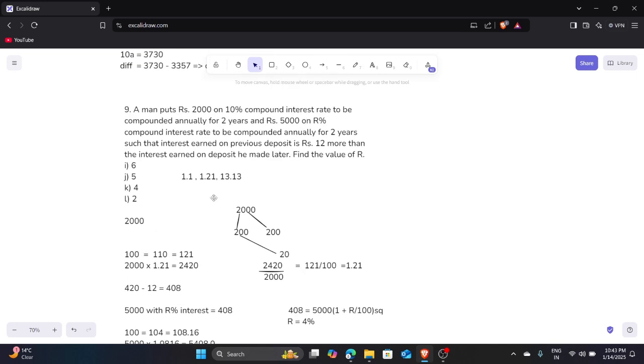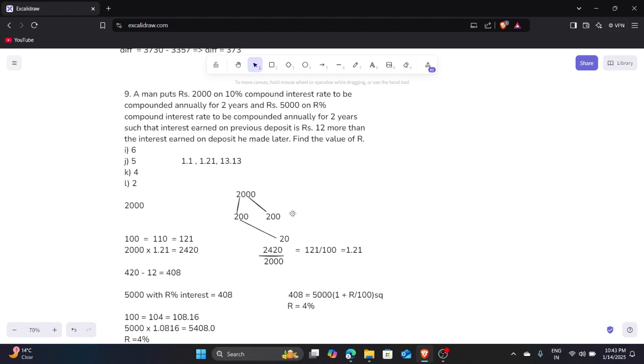Okay, guys. So now this is the ninth question, which we have to do, and the question says, a man puts 2,000 on 10% compound interest rate to be compounded annually for 2 years, and 5,000 on R% compound interest rate to be compounded annually for 2 years, such that interest earned on previous deposit is 12 more than the interest earned on deposit he made later. Find the value of R.